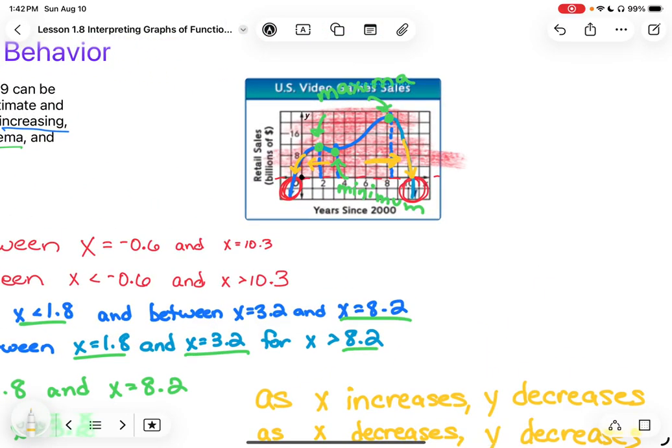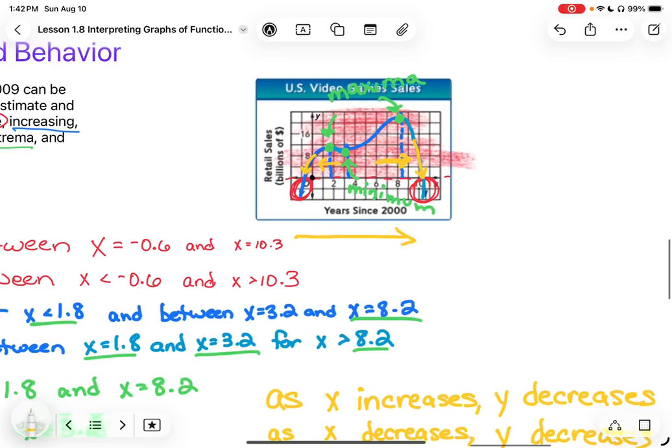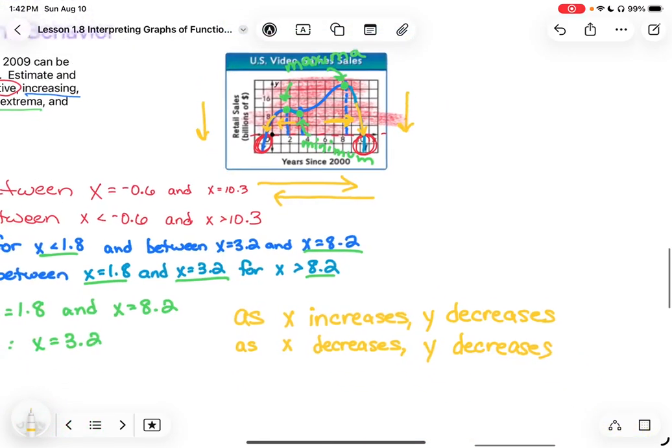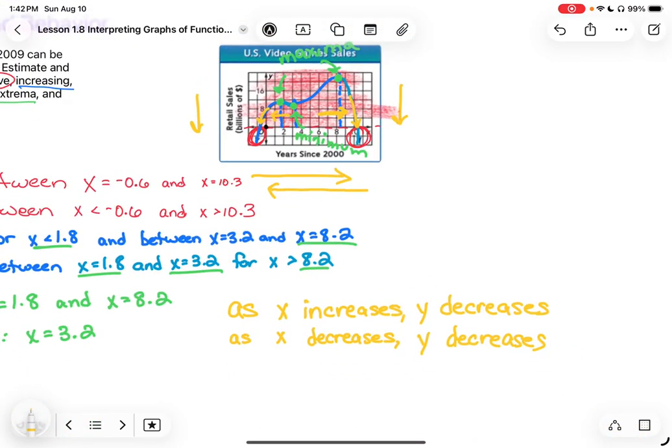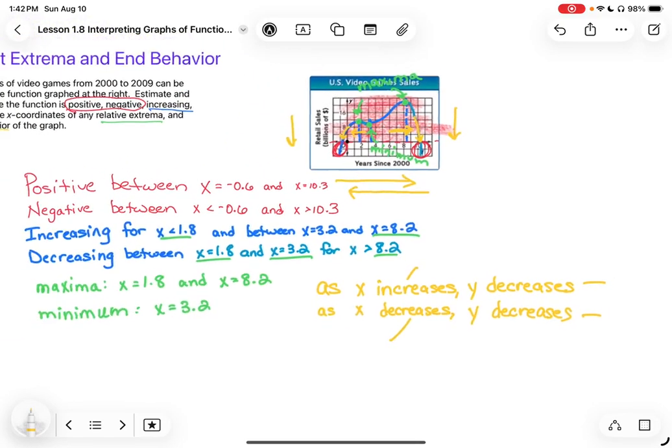In other words, if I move on the graph like we're used to, from left to right, the graph goes down. But if I read the graph backwards, from right to left, the graph is also going down. The graph is going down on both ends. So y is decreasing whether x is increasing or whether x is decreasing.